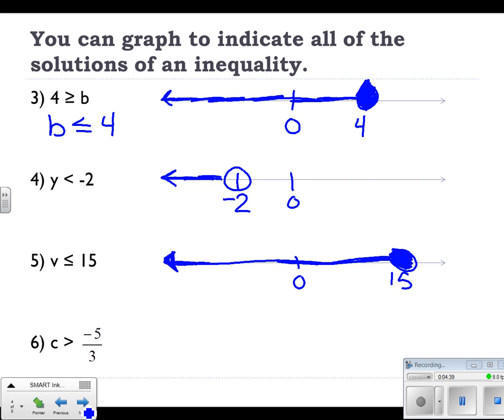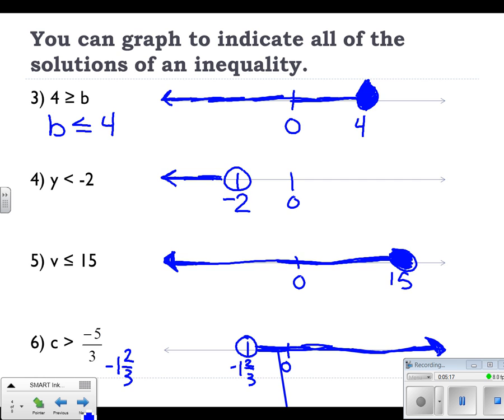C is greater than negative 5/3. Well, negative 5/3 we also know is the same as negative 1 and 2/3. And c is anything greater than that. So we'll say 0 is here. We'll say negative 1 and 2/3 is right here. Put a circle there. Now it says c is greater than, it doesn't say or equal to, so we don't shade it. And greater than would be shaded to the right. So all of these solutions I'm shading in would work in that inequality.